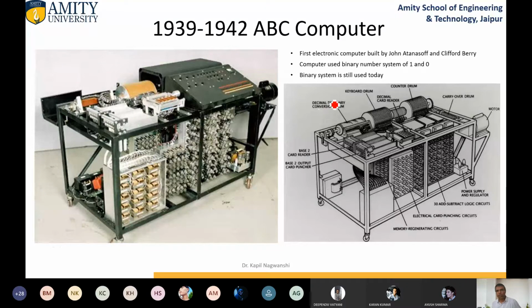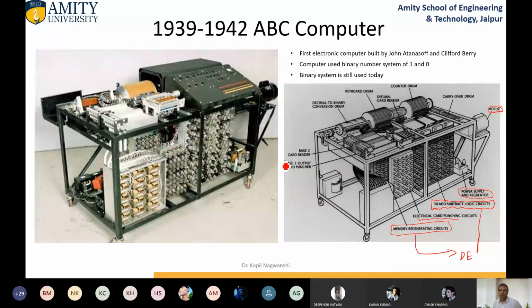In that prototype you can see the carry-over drum, and a motor to run the device. The power supply and regulator are also there, along with the 30 add-subtract logic circuits. Because you are computer science students, this will come in your digital electronics subject. This memory regenerating circuit also comes under digital electronics and computer system and architecture. The electric card punching circuit is also there. So this is a traditional circuit.